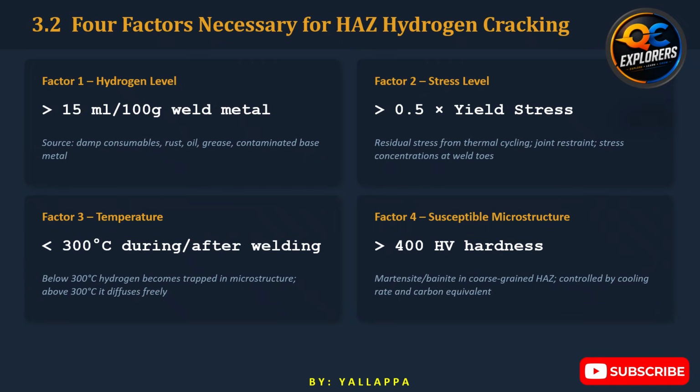The presentation gives the examination values associated with these factors: hydrogen above 15 ml per 100 grams, stress above 0.5 times yield stress, temperature below 300 degrees Celsius, and hardness above 400 HV. The key memory technique is to think of the mechanism as a system. If one of the required conditions is effectively controlled or eliminated, the risk of hydrogen cracking can be substantially reduced. This four-factor concept provides the foundation for the prevention measures we will discuss next.